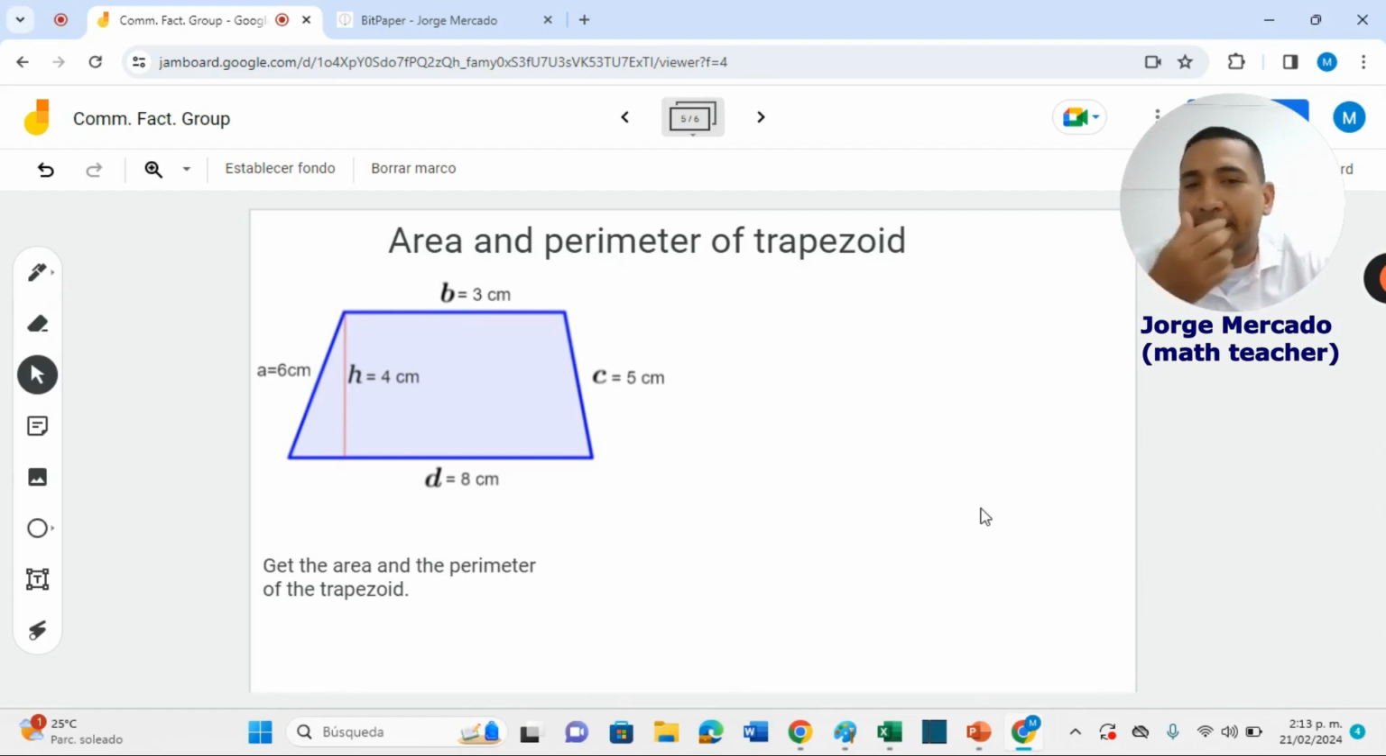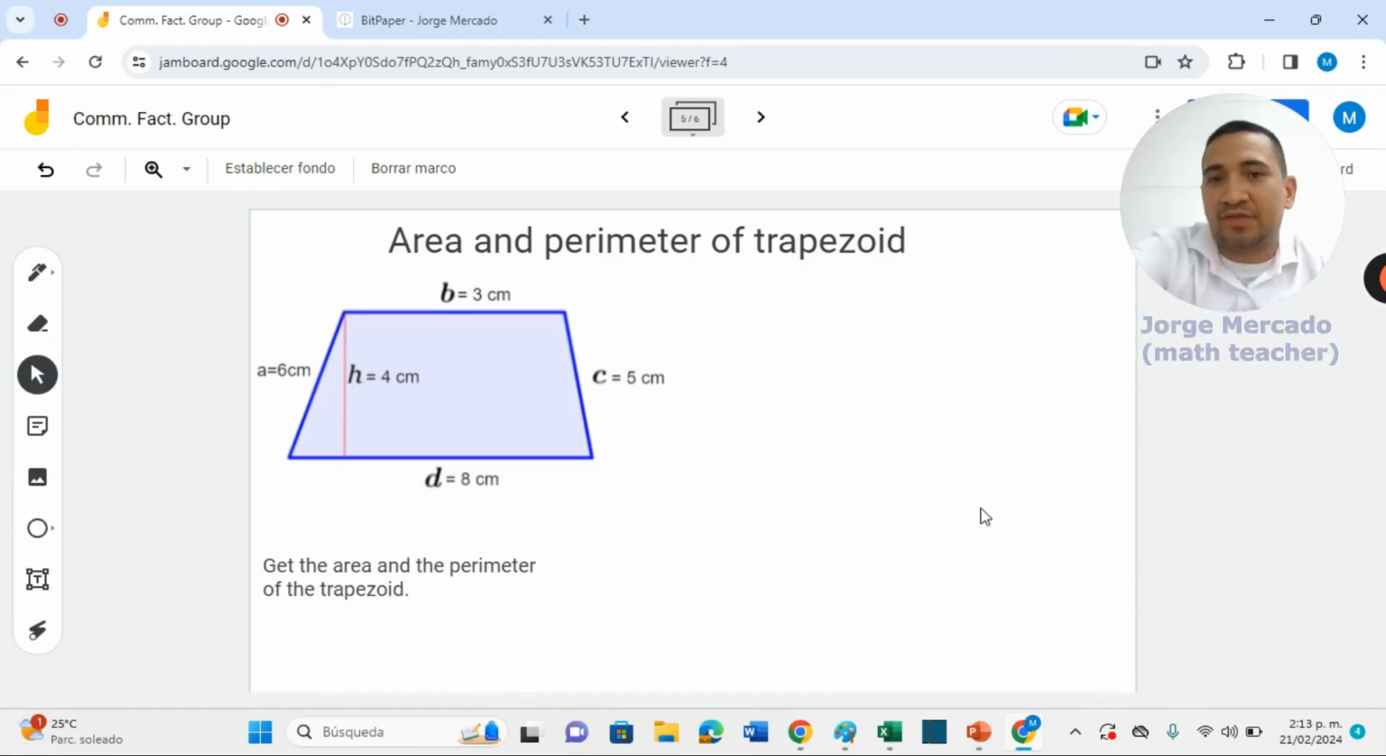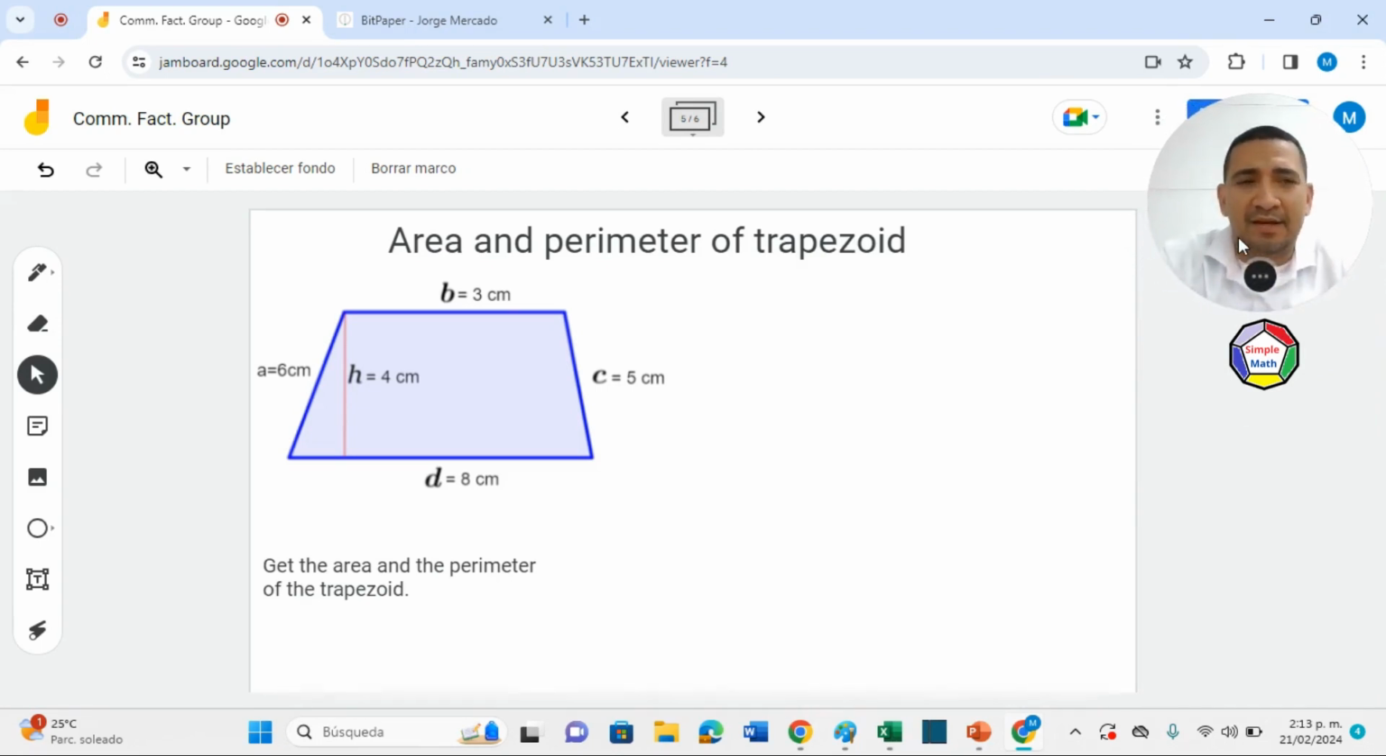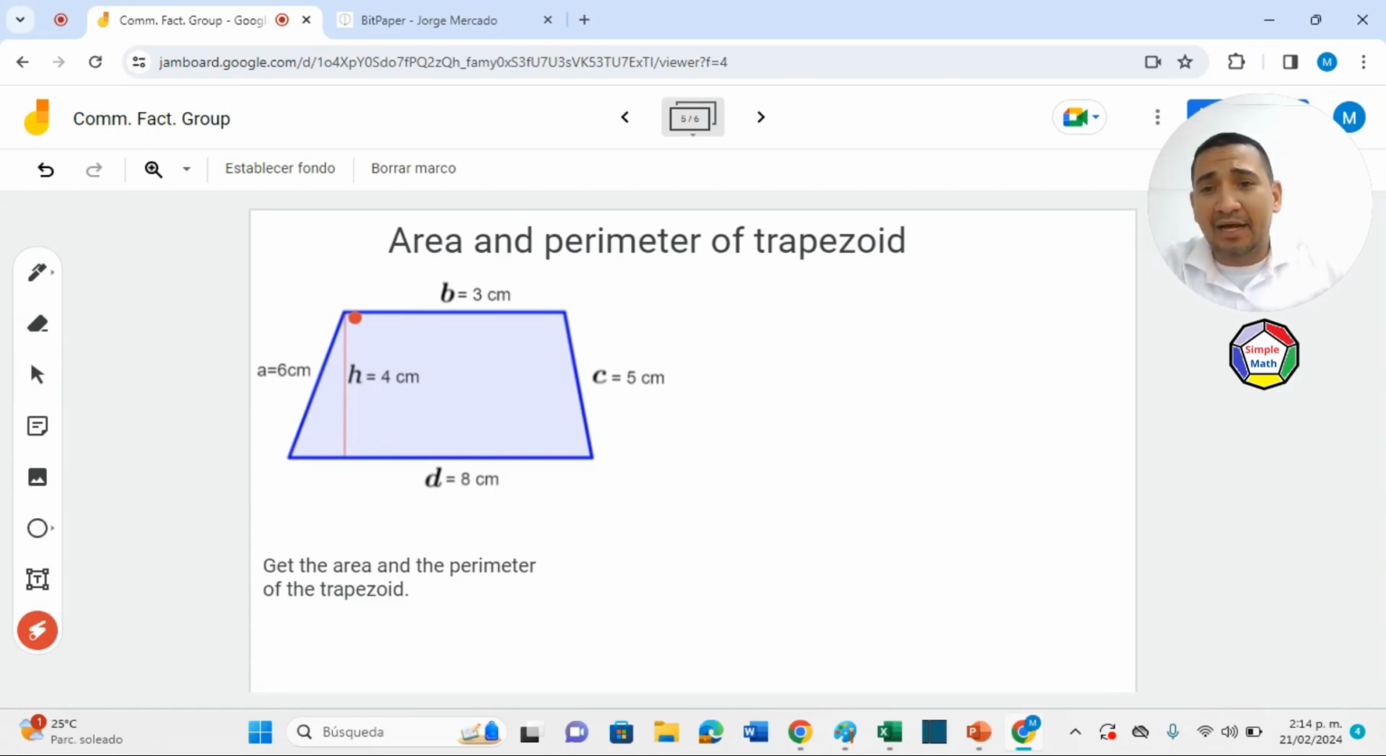This time, today I will explain an exercise about area and perimeter of a trapezoid. First, I need to show you what a trapezoid is. A trapezoid is a quadrilateral, as you see, it has four sides. And this quadrilateral has only a pair of parallel sides.